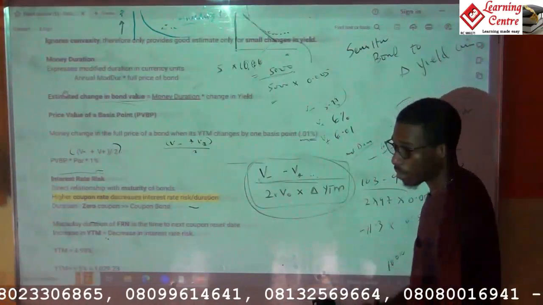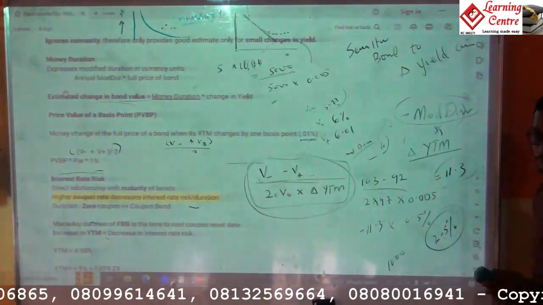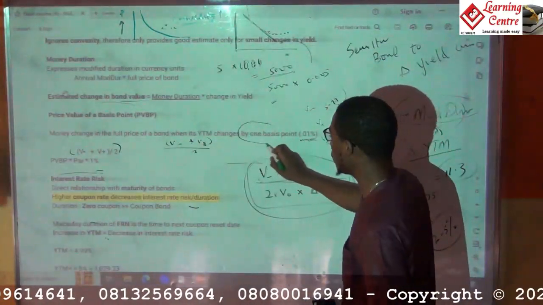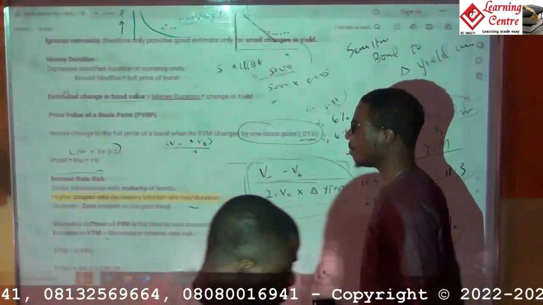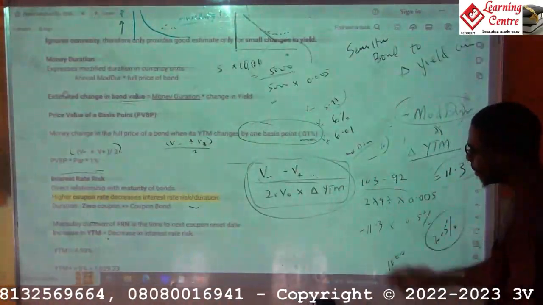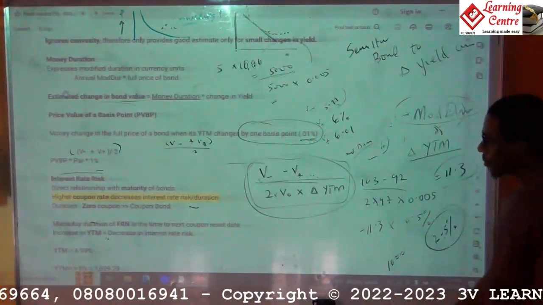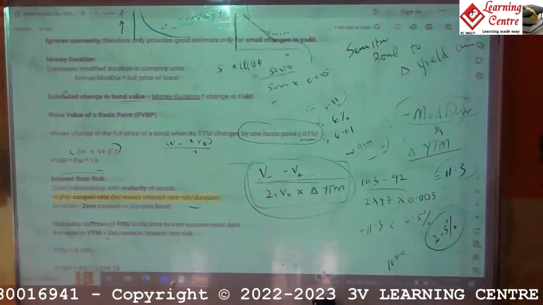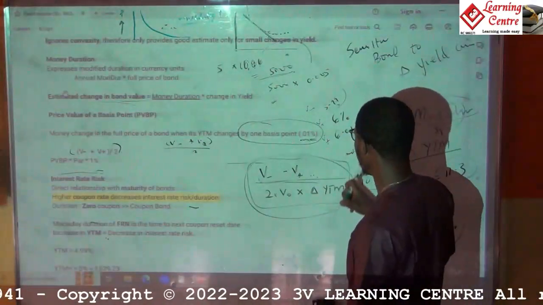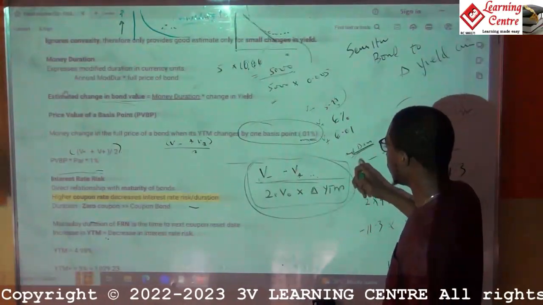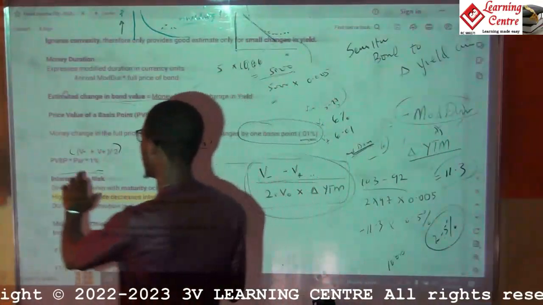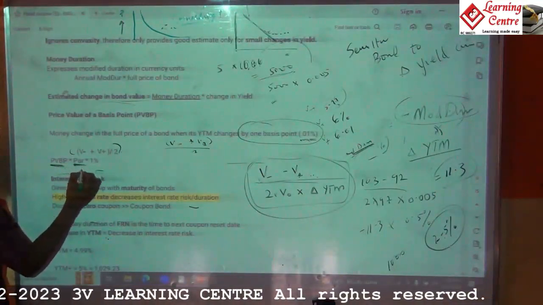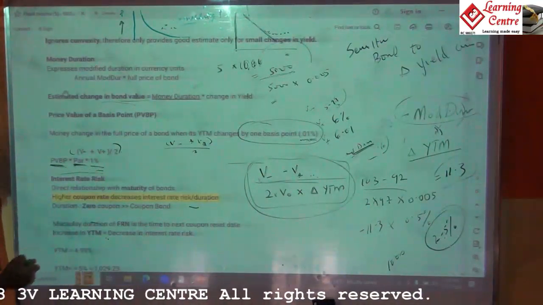In this case, the change goes from 0.01 to 0. So what I did there: I get my modified duration, and then I put it in here, times the value of the bond, times 1%.